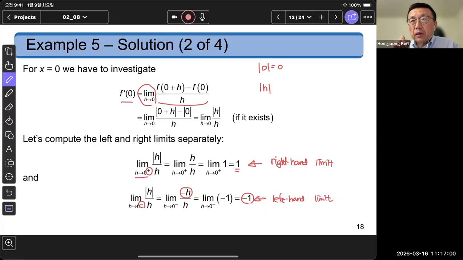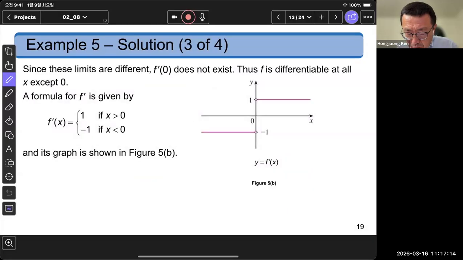In this example, the right-hand limit and left-hand limit both exist, but they are not the same, right? So these two are different. That means the limit does not exist. So f prime of 0 does not exist. The graph of f prime will be just plus 1 to the right of 0 and negative 1 to the left of 0. But this function f prime is not defined at 0. Okay?